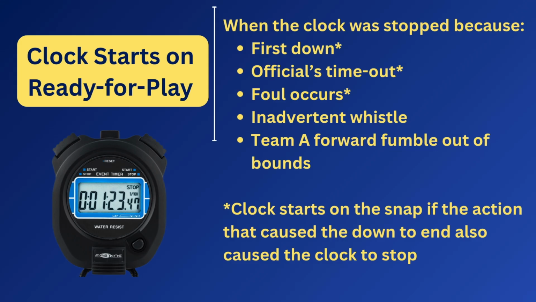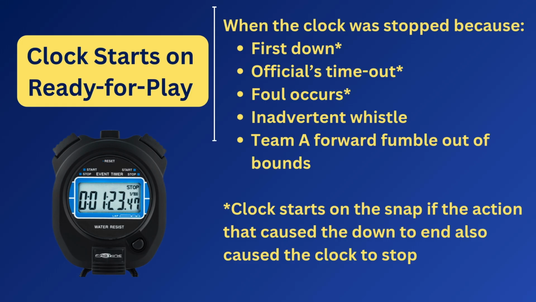When the clock is stopped for a first down that does not go out of bounds, an official's timeout, foul occurs, inadvertent whistle, or teammate forward fumble out of bounds. And that asterisk is the first down, the official's timeout, and the foul occurs. Those are dependent on what else happened in the play. So if one of those items from the previous slide happened, but we also got a first down, the clock's going to be on the snap.